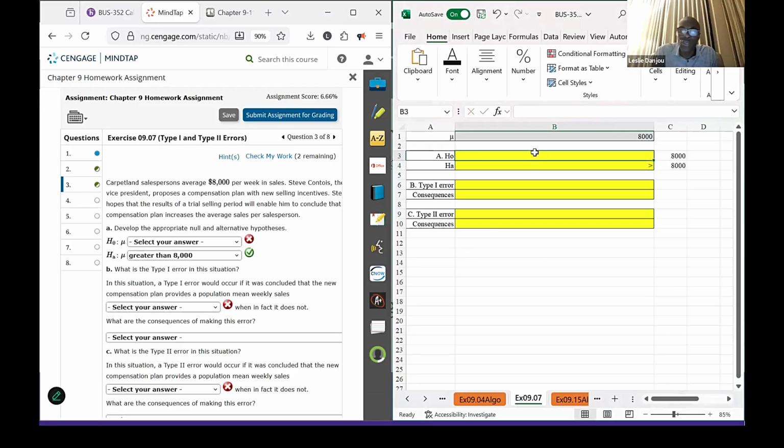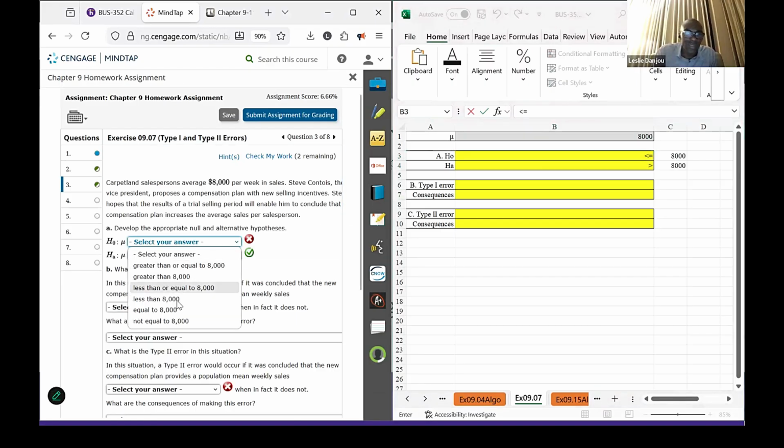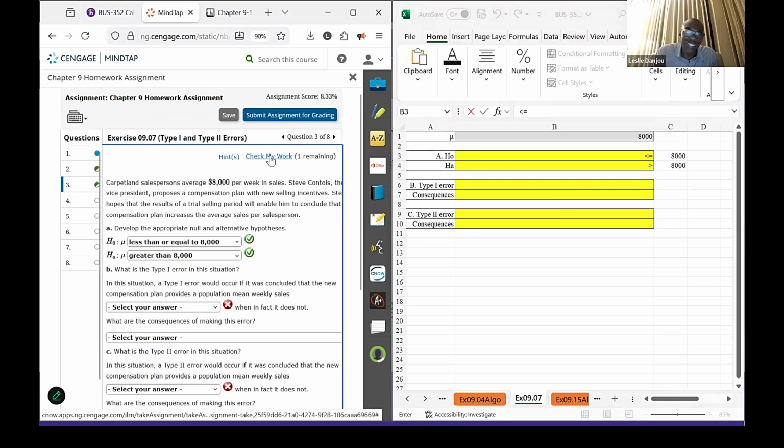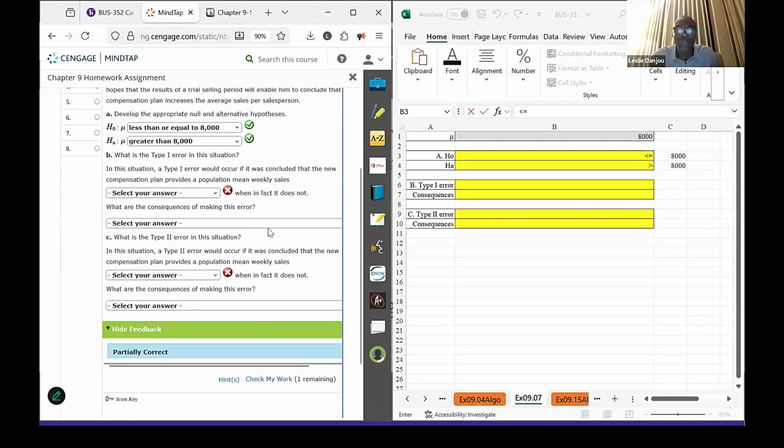Outstanding. So right here, I will put greater than. In the null, this is why we develop our alternatives first. It is based on the claim. In the null, isn't it the opposite of greater than? Wouldn't it be less than and equals to? Put it right in yours, please. So less than or equals to. Check your work just to make sure you're good. And then for the rest of these, it is all multiple choice.